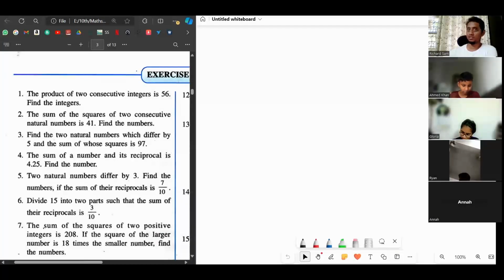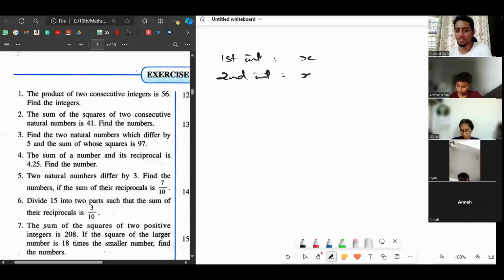Consecutive means next to each other. So how will you represent consecutive integers using x? First integer, we will take it as x, and the second integer we will take as x plus 1. Don't use y. You have to use one variable only, right? This whole chapter is using one variable. A quadratic equation has only x, not x and y.